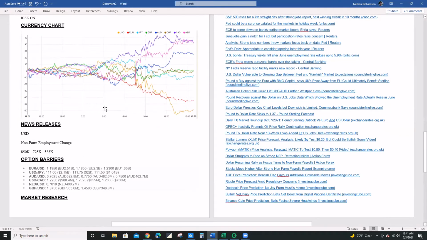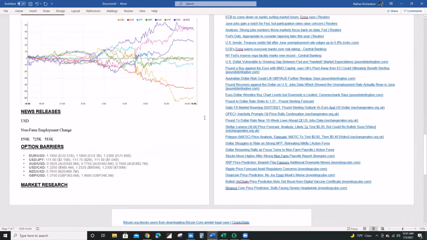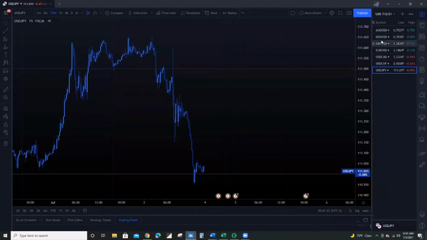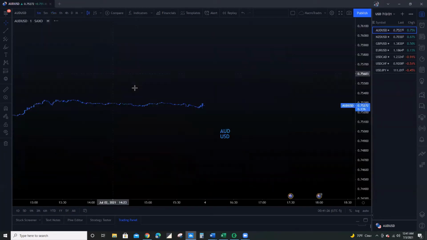But even with all this, of all these articles, half of them were about the dollar today and about this non-farm payroll. So I'm going to take a look at the news release first and then option barriers. So we'll look down on the 1 minute chart.